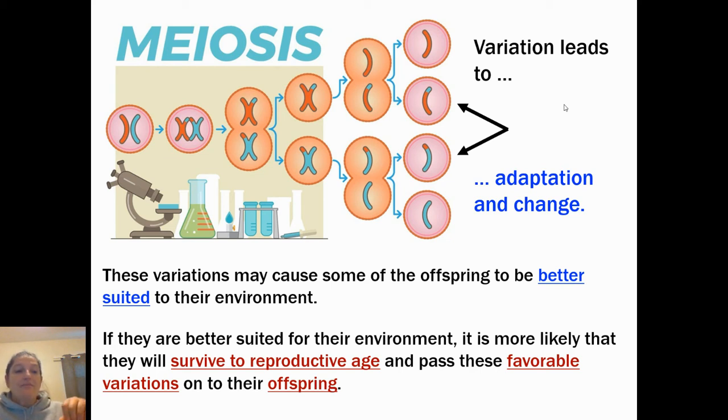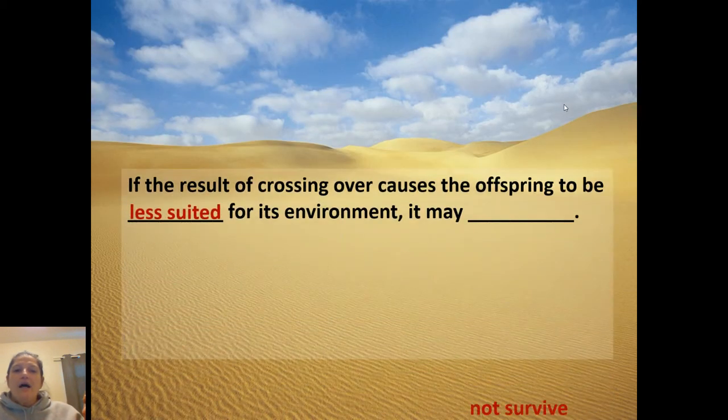Favorable variations sometimes get passed along, and that happens because of that crossing over stuff. All right.